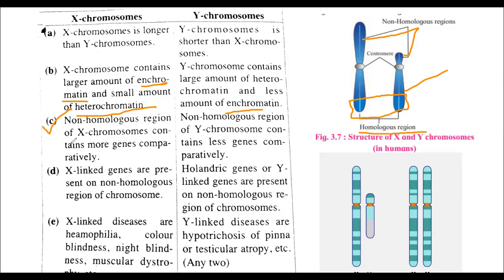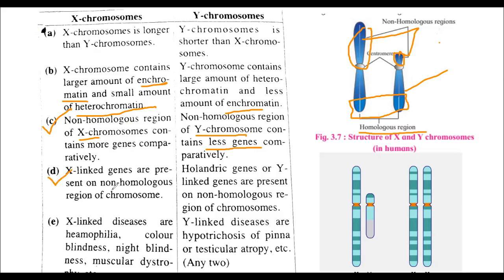So the non-homologous region of X has more genes. All of this is non-homologous region. Whereas in Y, the non-homologous region has fewer genes, because Y is any which way shorter, and the non-homologous region is only this much. So it has very few genes.